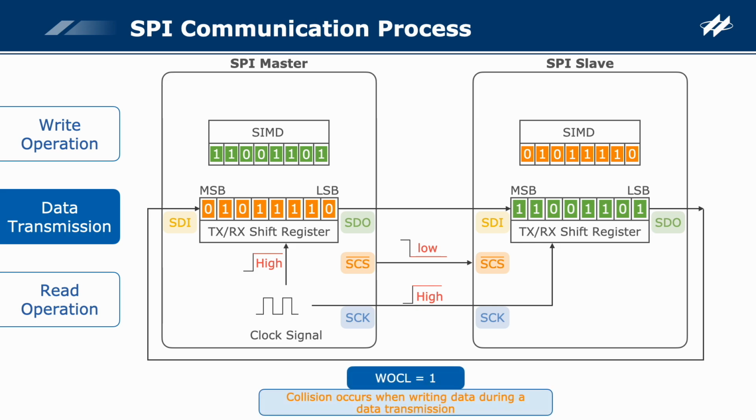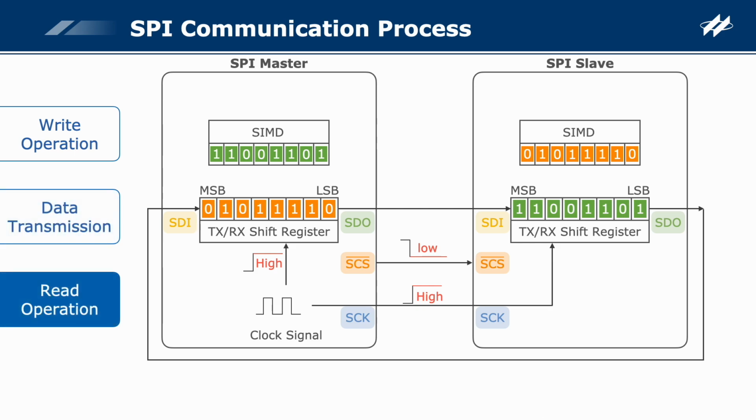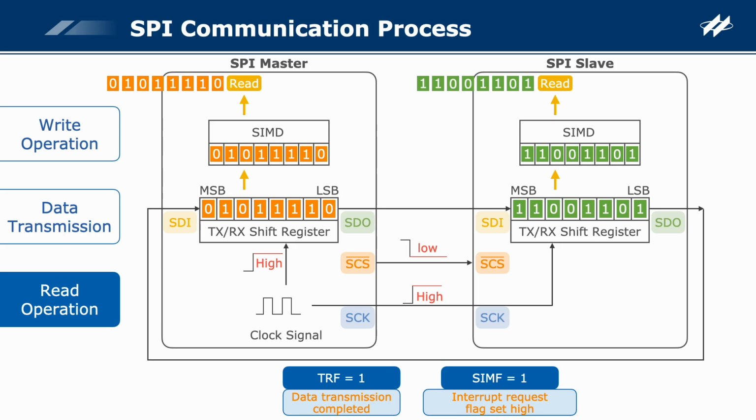If the SIMD register is written with data during this data transmission process, a data collision occurs, with the WCOL flag set to 1. And then let's move on to the data read operation. The data received in the TX-RX buffer will be automatically shifted to the SIMD register, with the TRF bit set to 1 and the interrupt flag SIMF set to 1. Then we can read data from the SIMD register.